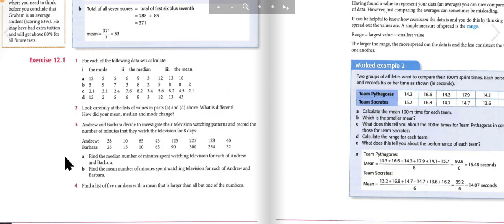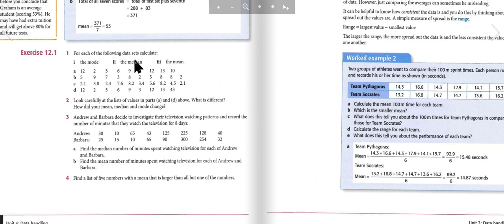Exercise 12.1. For each of the following data sets, calculate the mode, the median, and the mean. So, that's 4 data sets with quite a lot of numbers. 9 numbers for A and D and 10 numbers for B and C. Well, let's calculate it. For A, the mode, median, and mean are 12, 9, and 8. For B, they are 8, 6, and 5.7.